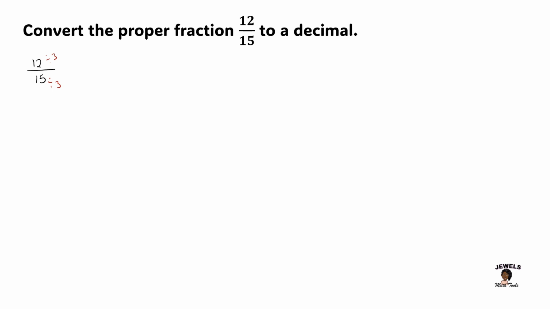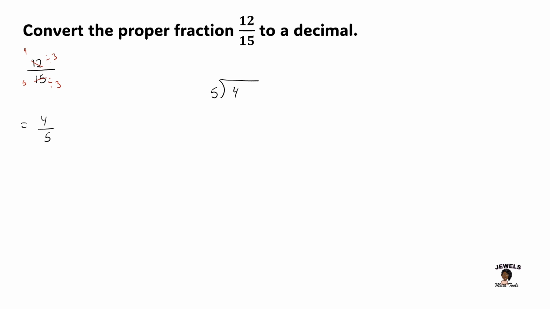So 12 divided by 3 will equal 4. 15 divided by 3 will equal 5. So now that I have reduced this fraction to numbers that are probably a little bit more manageable for me, I can now go ahead and convert my 4/5 into a decimal number by dividing my 5 into 4.